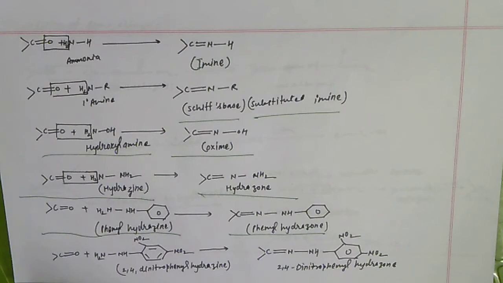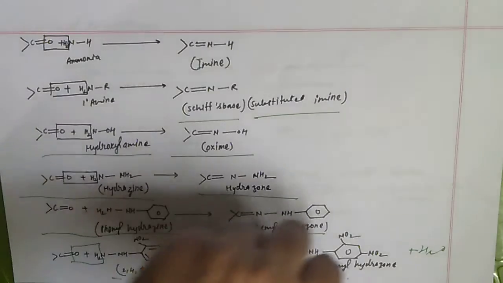Now if you are taking the carbonyl compound and treating with 2,4-dinitrophenylhydrazine, then there will be a loss of a water molecule, the oxygen of the carbonyl compound and hydrogen from the hydrazine will go out, so it will give the product by the loss of the water molecule, and the name will be 2,4-dinitrophenylhydrazone.